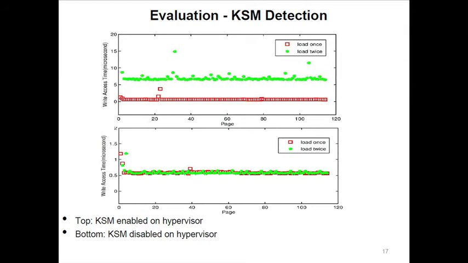So in this way, we can detect KSM, as shown in this evaluation figure. The top figure is when KSM is enabled, and the bottom figure is when KSM is not enabled in the hypervisor. We can see that when KSM is enabled, T2 is significantly larger than T1, and we can see the significant difference. Therefore, we can detect KSM.